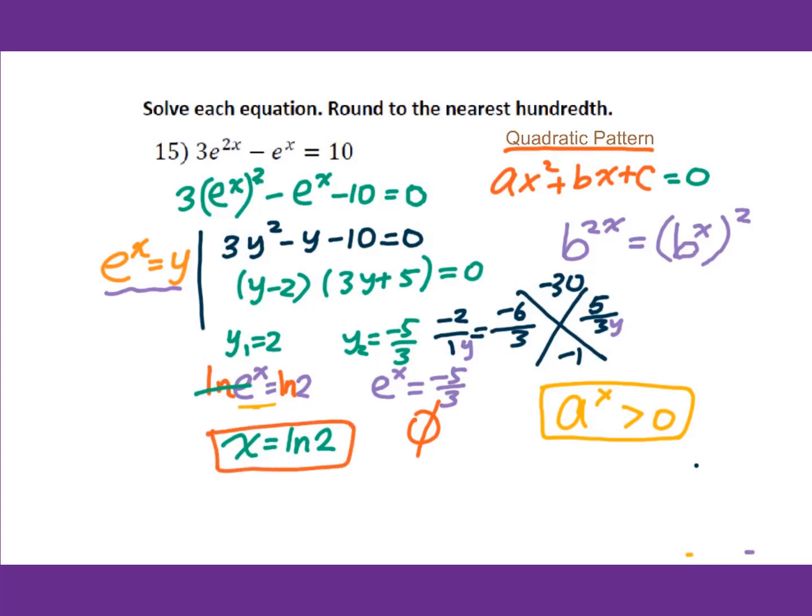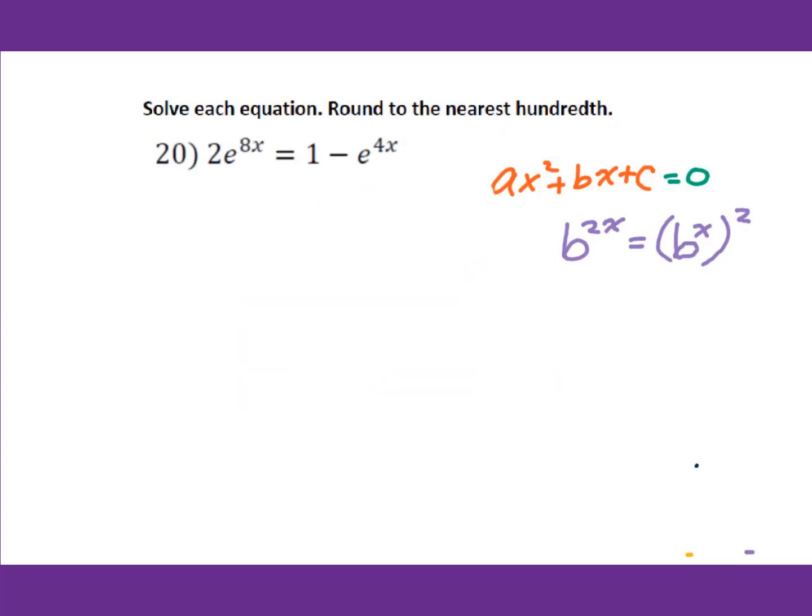We put it into the calculator, you will get 0.69. Now let's go to number 20. First of all, we set up equal to 0. So we got 2e to the 8x power plus e to the 4x power minus 1 equal to 0. Make sure when you cross this equal sign, you need to change the sign.